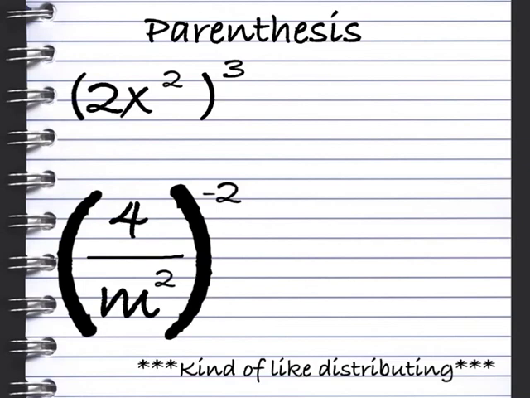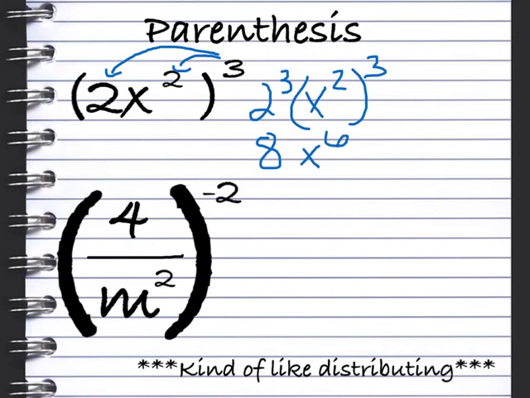So, we're doing parentheses. What do we do? Distribute. They distribute. That is right. So you're going to put the 3 to the 2. Then you're going to put the 3 to the other 2. And then you're going to get 2 to the third power, x to the second power. So it's 2 to the third times x to the second to the third. You know what we do when we have a power outside of another power.